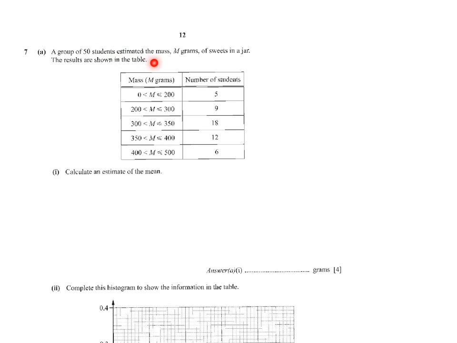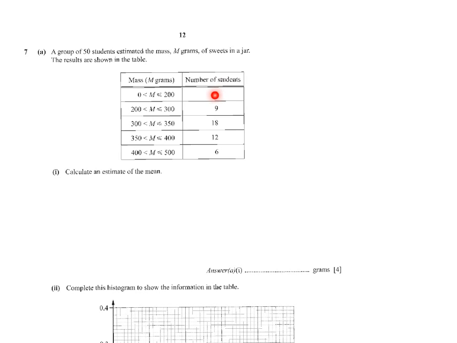What's going on? A group of 50 students estimated the mass M of the amount of sweets in a jar. The results are shown in a table. So 5 students think it's between 0 and 200, 9 of them between 2 and 3. Well, you can read that yourself. Now it says calculate an estimate of the mean. And again, on my website, explainingmaths.com, I explain how to do that. It's a bit of a contradiction: calculating an estimate. An estimate is like guessing, but calculating implies that you're trying to do something precisely. Anyway, why is it an estimate?